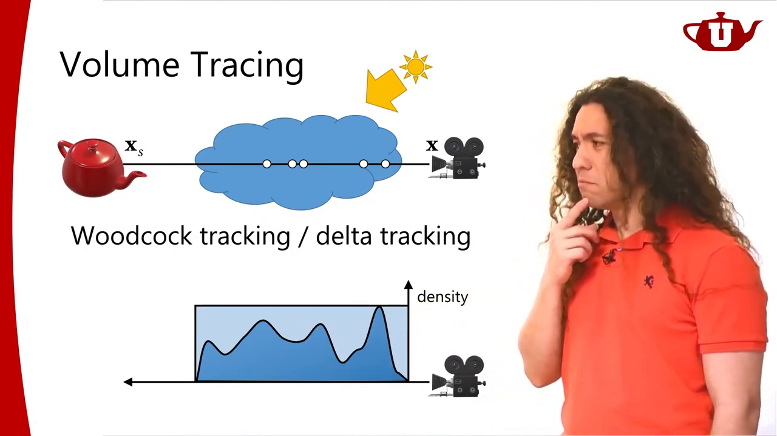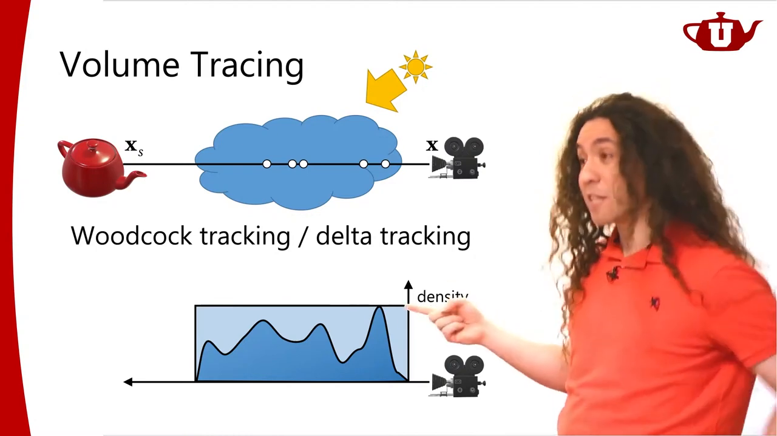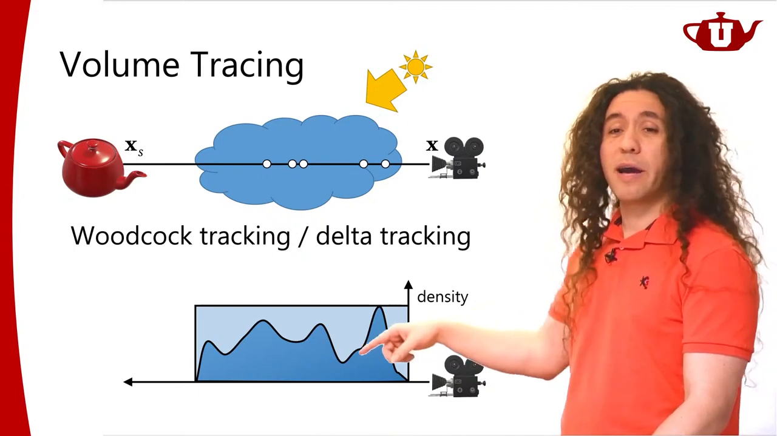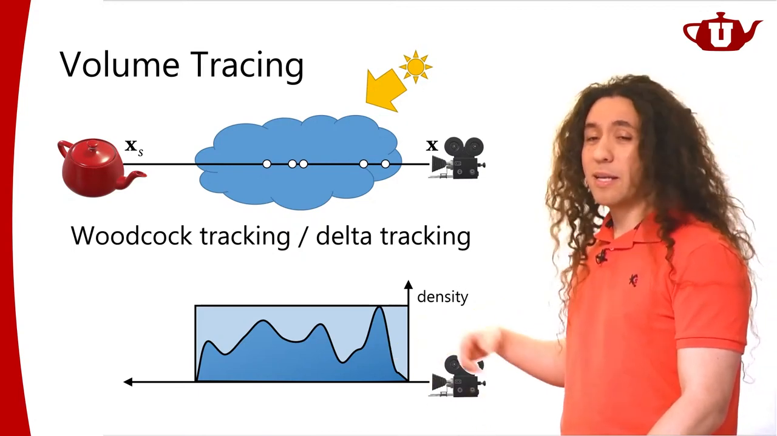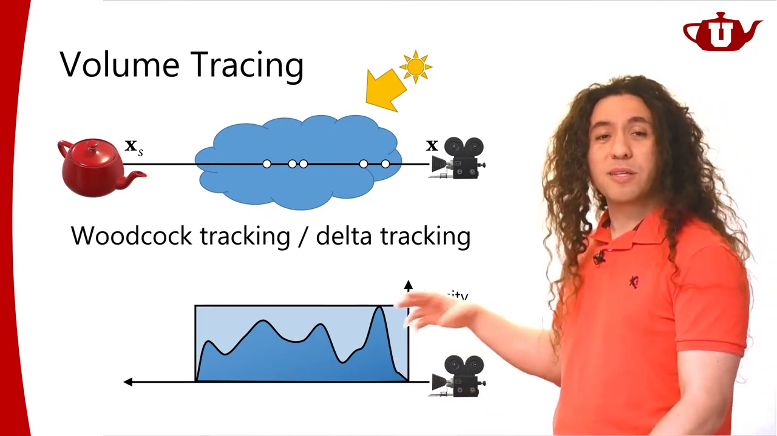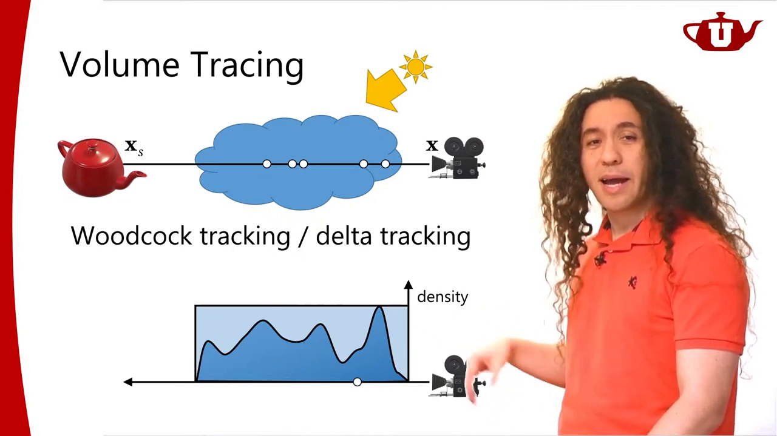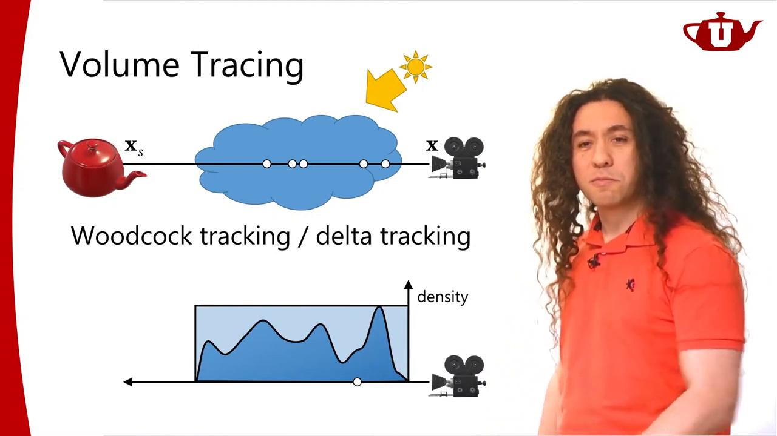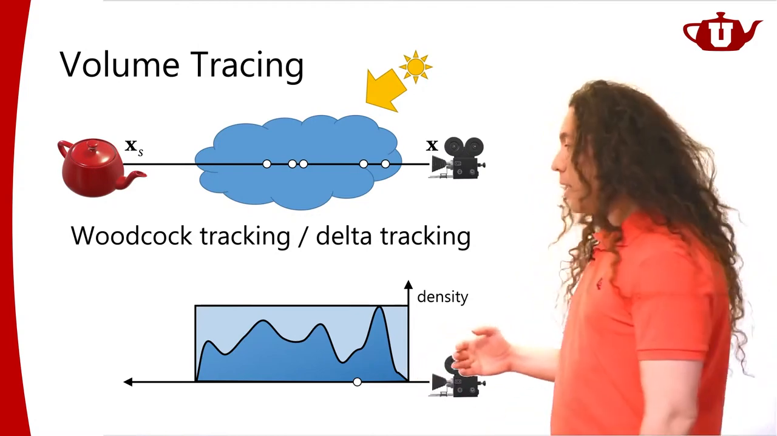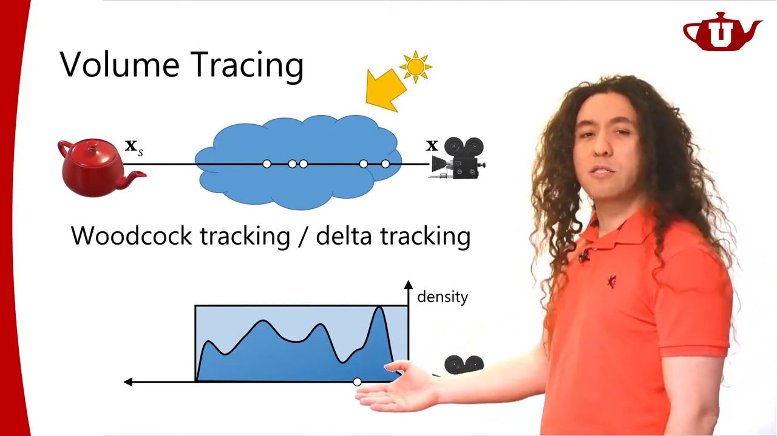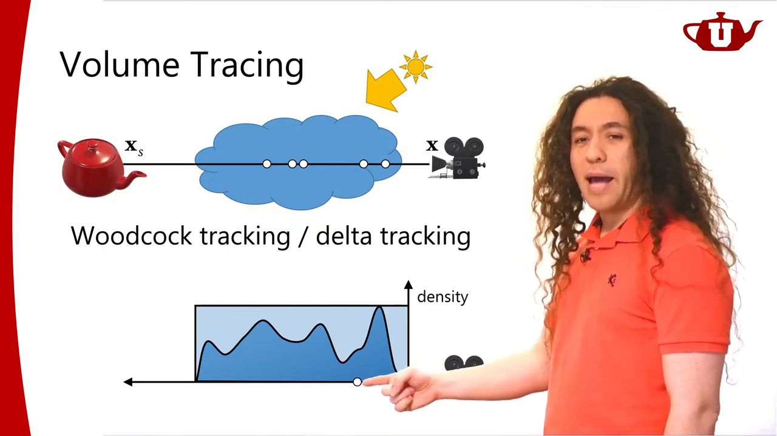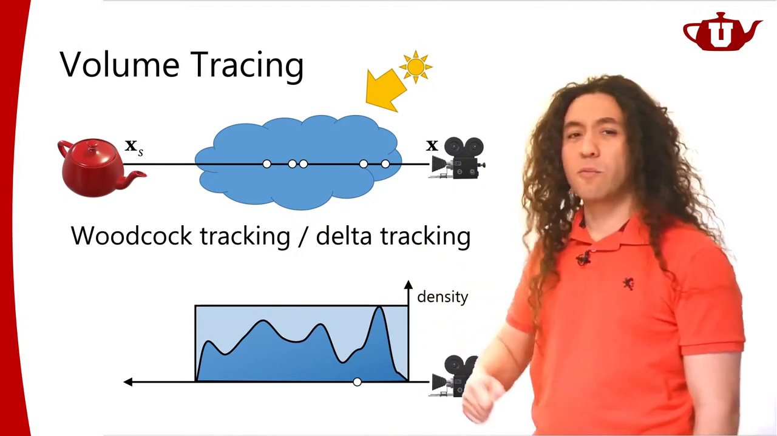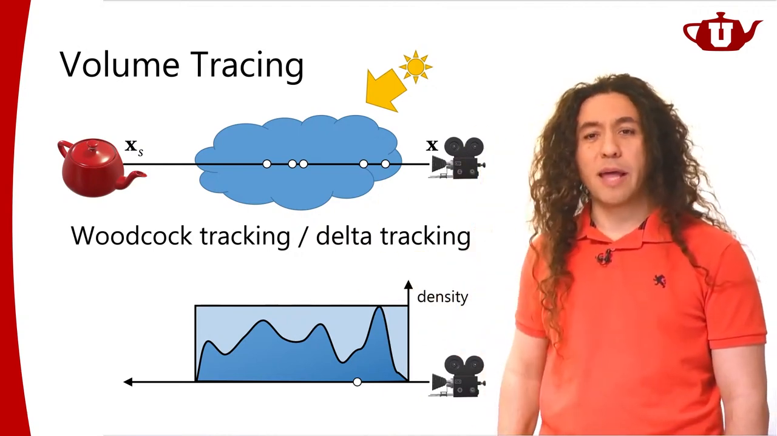Okay. All right. How is that going to help me? Well, if it's constant density, then I know that I can analytically figure out how far I can go along this. And so I can easily sample this analytically. Like I can just randomly pick a position. I can pick a very good sample position. Very good. So this says that I traveled along this direction and I reached that point. And at that point, I ended up hitting one of the particles floating in the air.